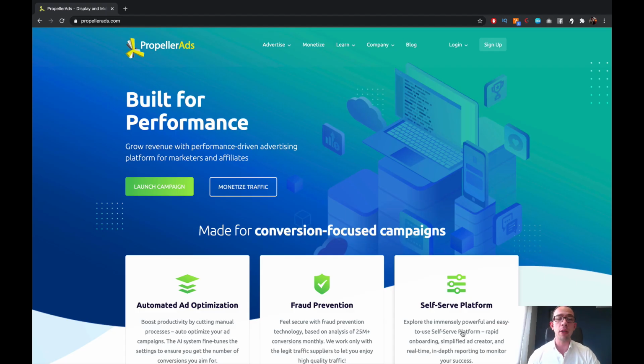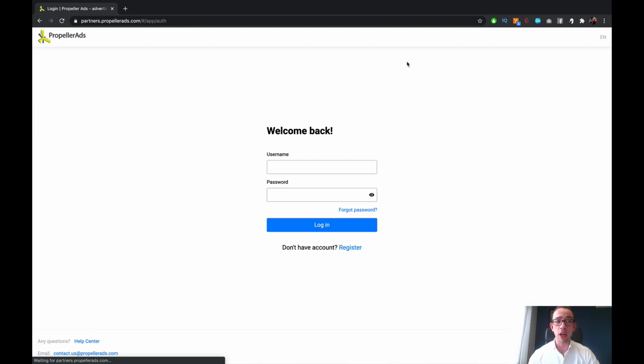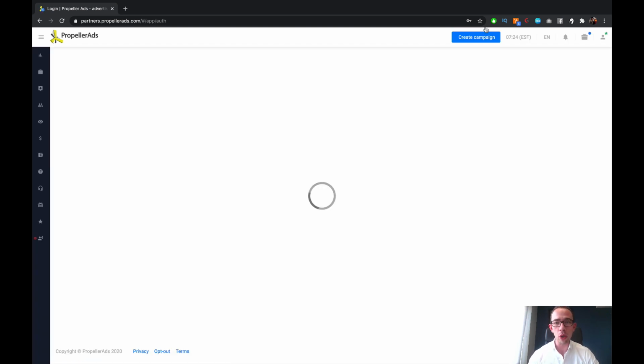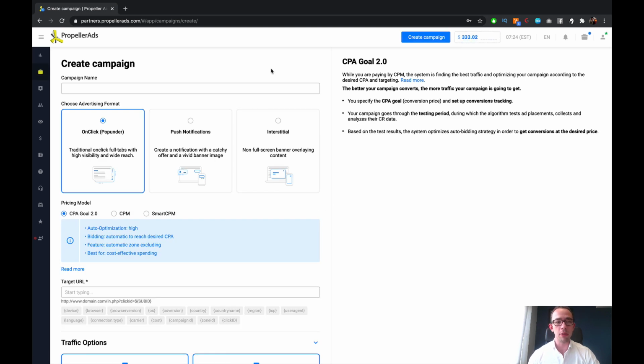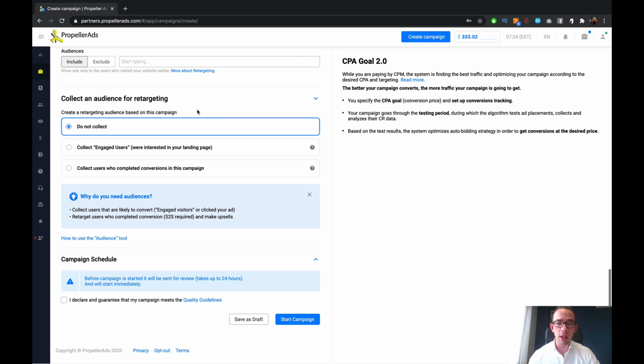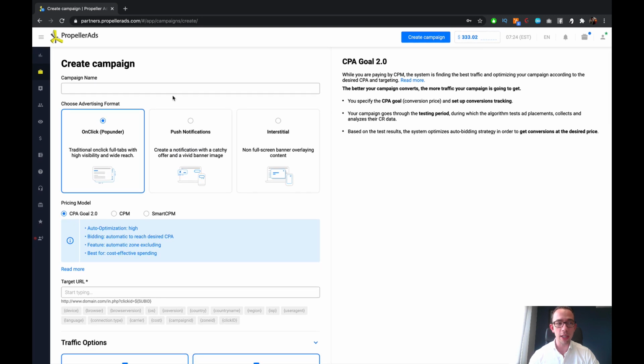So I am at the PropellerAds dashboard right now. I'm going to log in, if I can find my mouse, perfect. Then we log in as an advertiser. We're going to create a new campaign and I will show you the optimal settings, basically explaining what each of the things means, right? Because there's quite a different amount of options on this list. And I will go through them one by one, explaining what you need to look for.